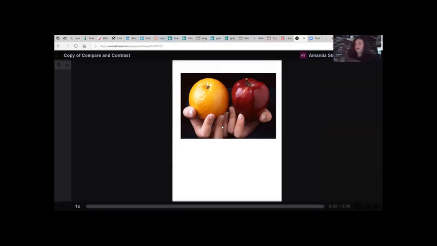Here's the blank one, right, that I added to your Go Formative slides. I want you to have two items under orange, two items that they have in common or similar, and two items that are under apple, okay? So compare and contrast an orange and an apple.